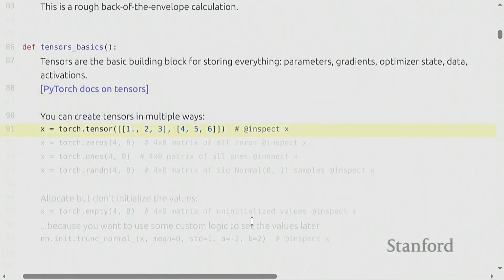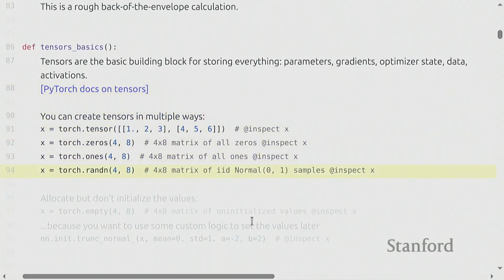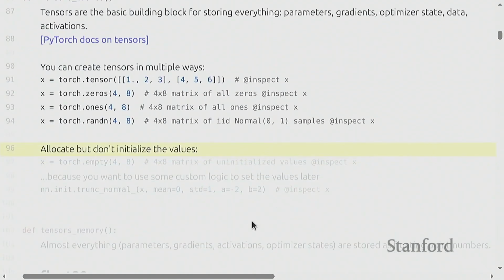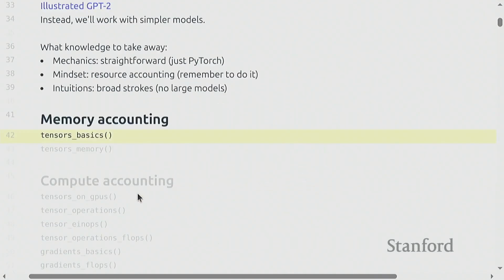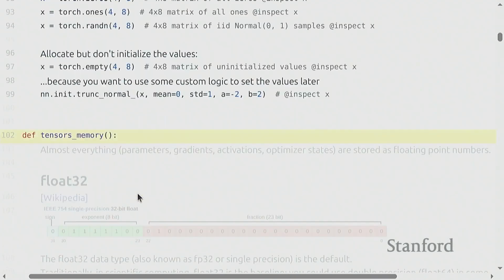You're probably very familiar with how to create tensors. There's creating tensors different ways. You can also create a tensor and not initialize it and use some special initialization for the parameters if you want. Okay, so those are tensors.